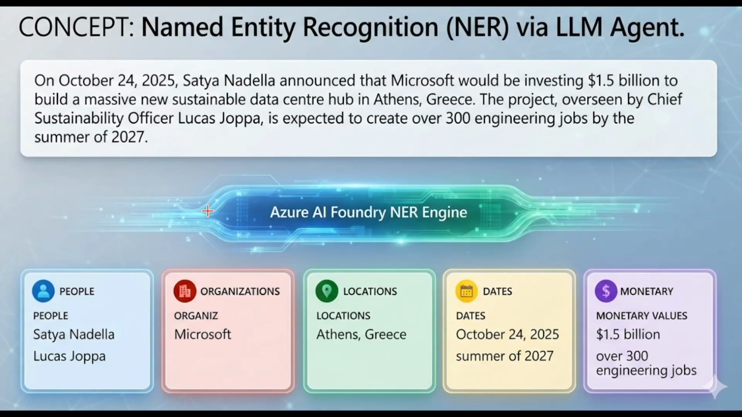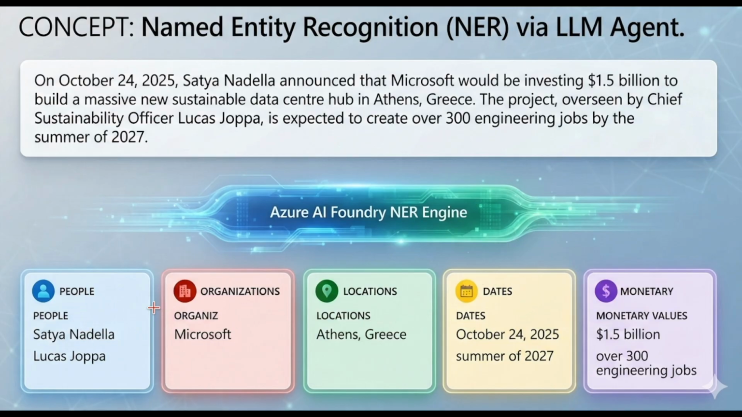Before we jump into Azure AI Foundry portal, let's quickly break down what Named Entity Recognition, or NER, actually is and why it is a foundational tool for a modern data pipeline. At its core, NER is a process of taking unstructured, messy human language like this and automatically identifying and classifying the key elements within it, like below.